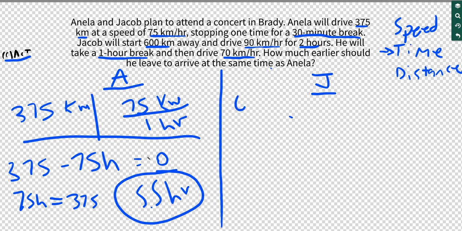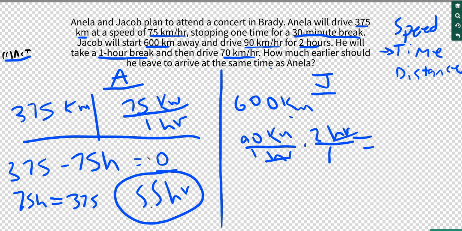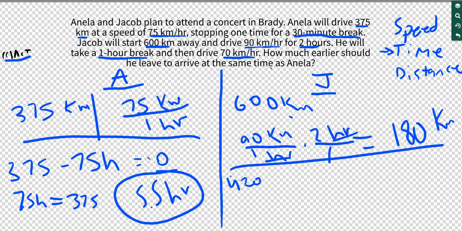He's starting 600 kilometers away. He's driving 90 kilometers per 1 hour for 2 hours. The hours cancel out when you multiply that, and that means that in 2 hours he has driven 180 kilometers. If you subtract that from 600, he only has 420 left to go, and it's already taken him 2 hours. Now what? Well, he does a 1 hour break, so now we're up to 3 hours.